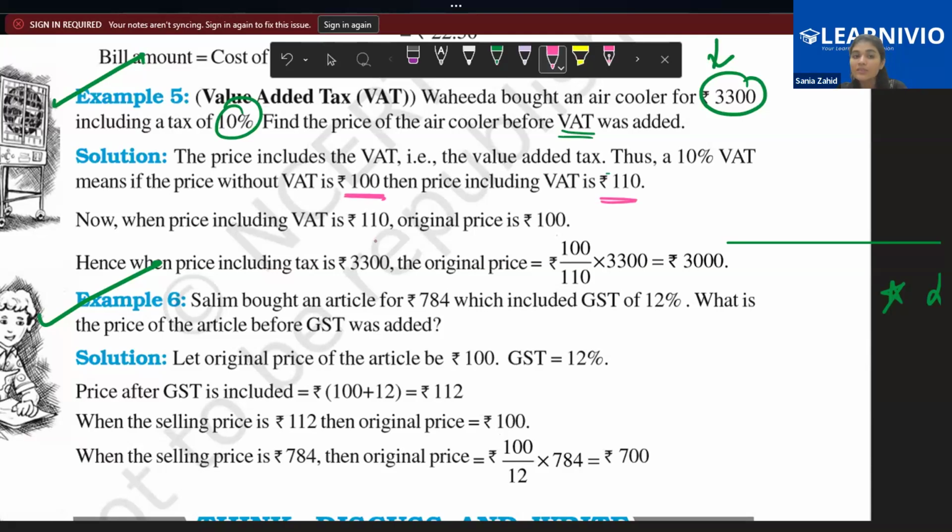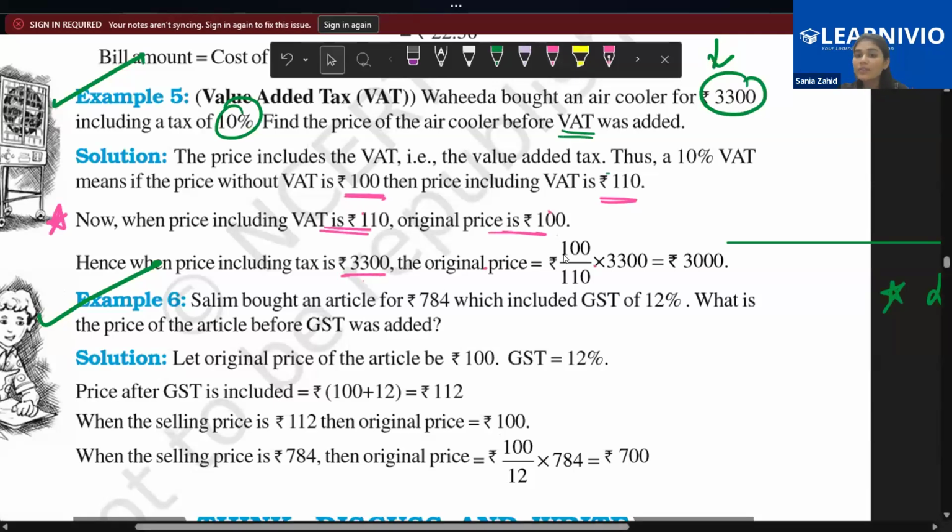Yes, ma'am. Now what you have to do, but see, they are using the unitary method for it. They are saying that when the price with VAT was 110 rupees, then the original price was 100. So when the price including VAT is 3300 rupees, then the original price becomes 100 divided by 110 into 33. You can do it by the unitary method also if you find this easier.